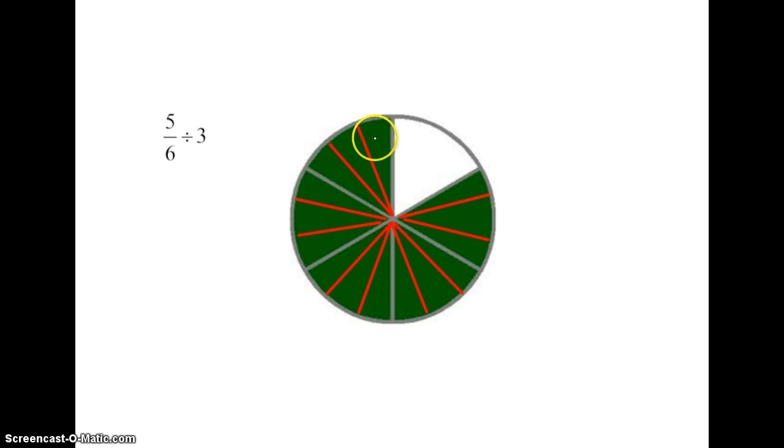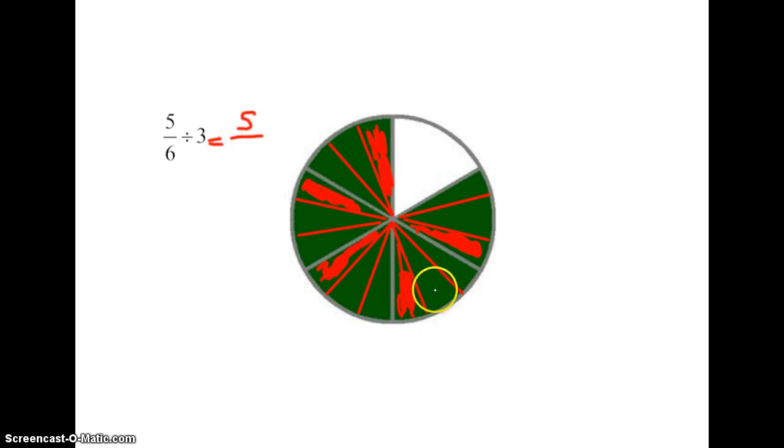And we're asked to take one slice from each of these sections. So there's one section, there's two sections, here's another slice from the third section, another slice from the fourth section, and another slice from the fifth section. So we have 5 sections colored.